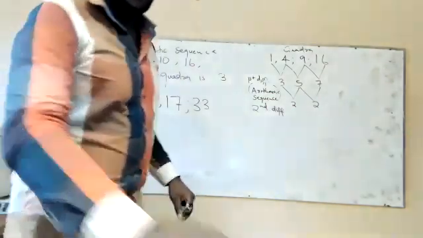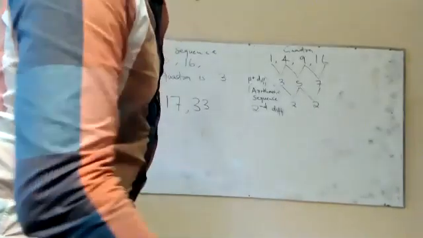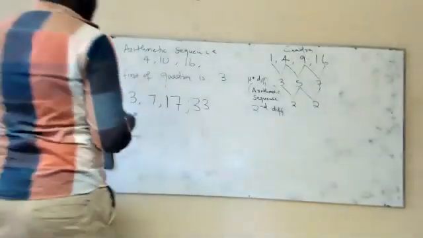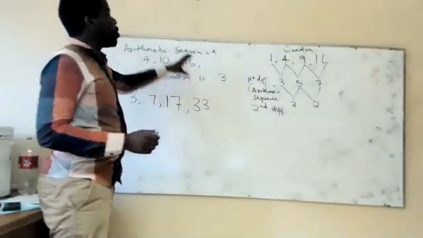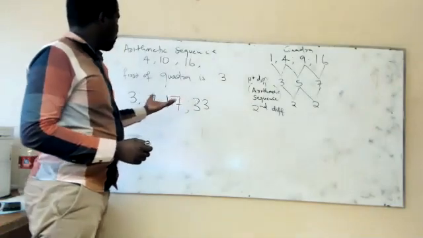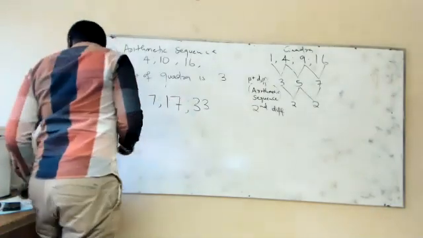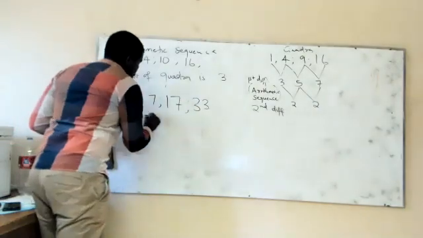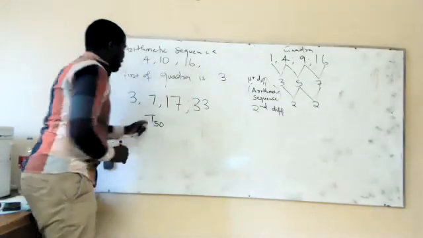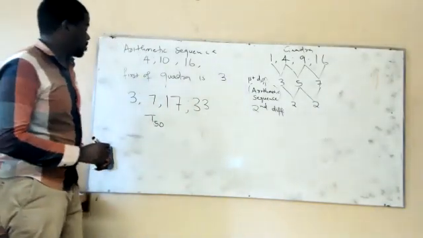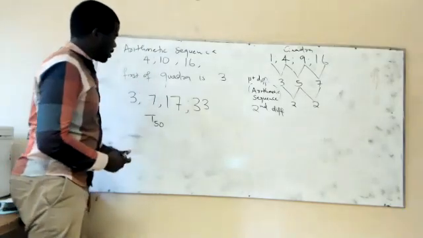Now, by doing so, you have generated a sequence of quadratic, which is the sequence we want to solve. Remember, our question is for getting the what? Term number 50. Let's now get term number 50.